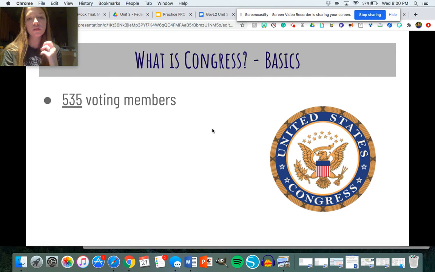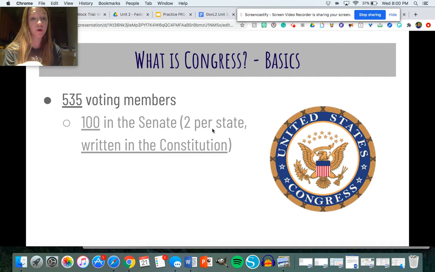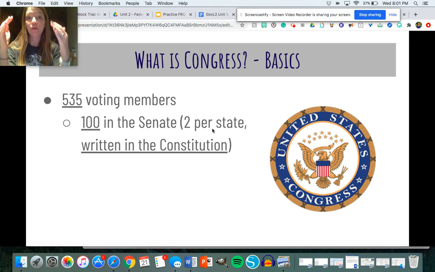Now, Congress itself is made up of 535 voting members. 100 of those members come from the Senate, so you're going to need to associate 100 with the Senate. And how we arrive at that 100 is that each state has two senators, and it is written in the Constitution that that is the number given to each state.